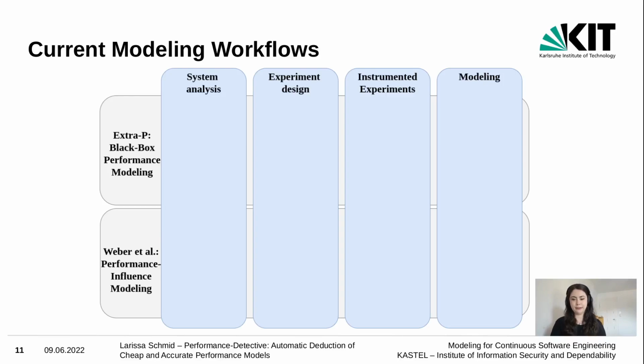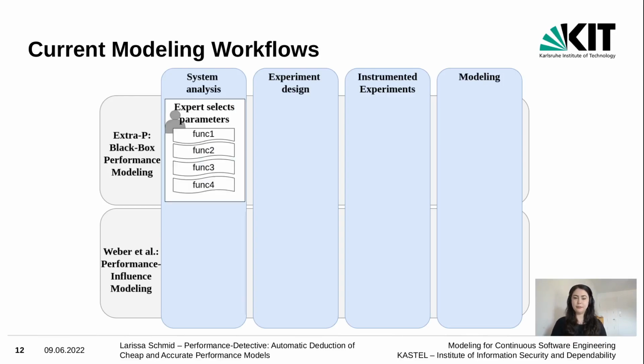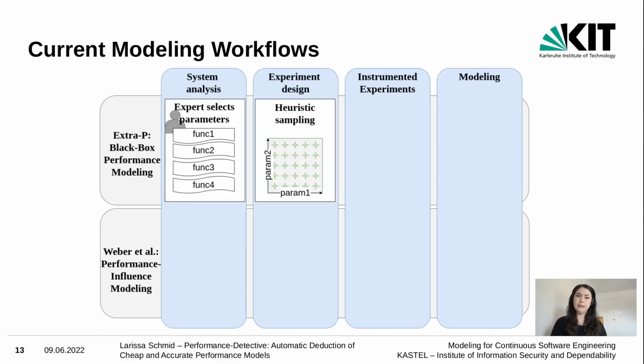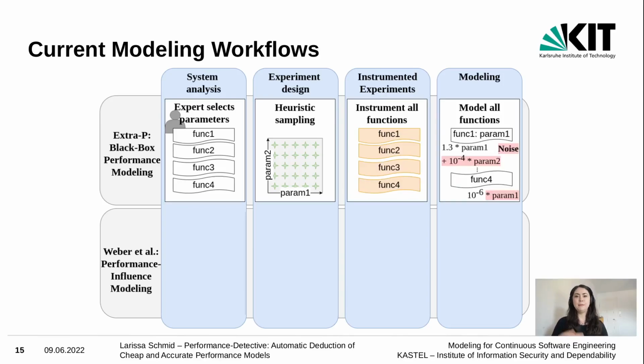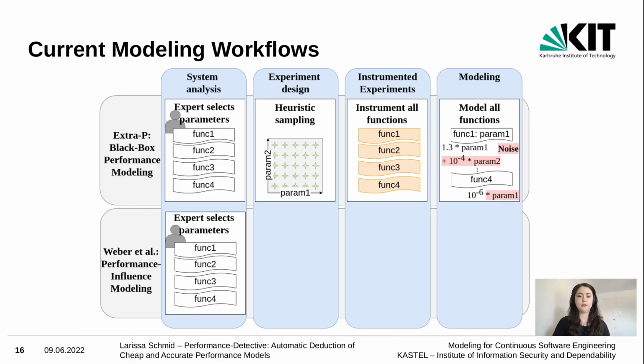So for Extra-P, in the first step, an expert selects the parameters to be modeled, and they propose to use a full factorial measurement design using 5 values per parameter. They instrument all of the functions for the instrumented experiments, and then model all functions, including potentially noise, as they do not know which parameters the functions really depend on.